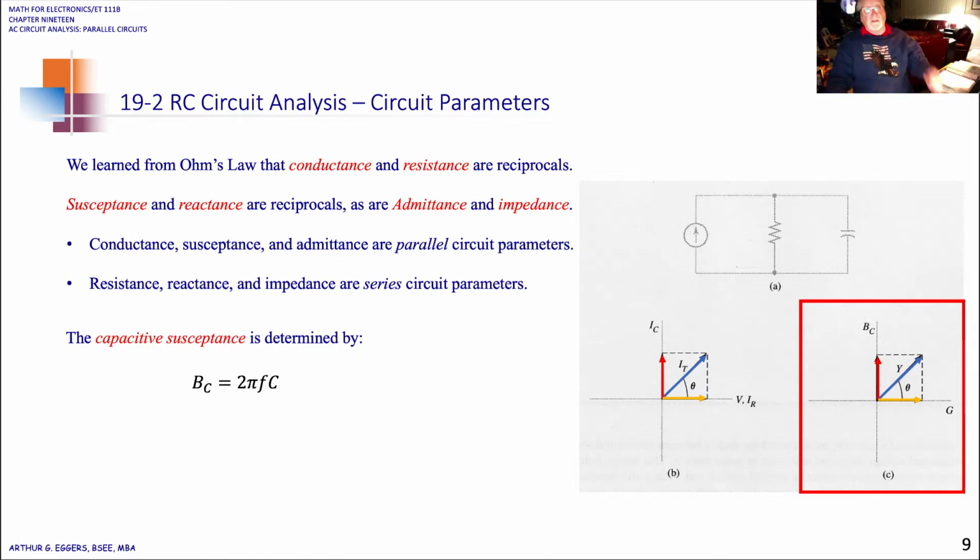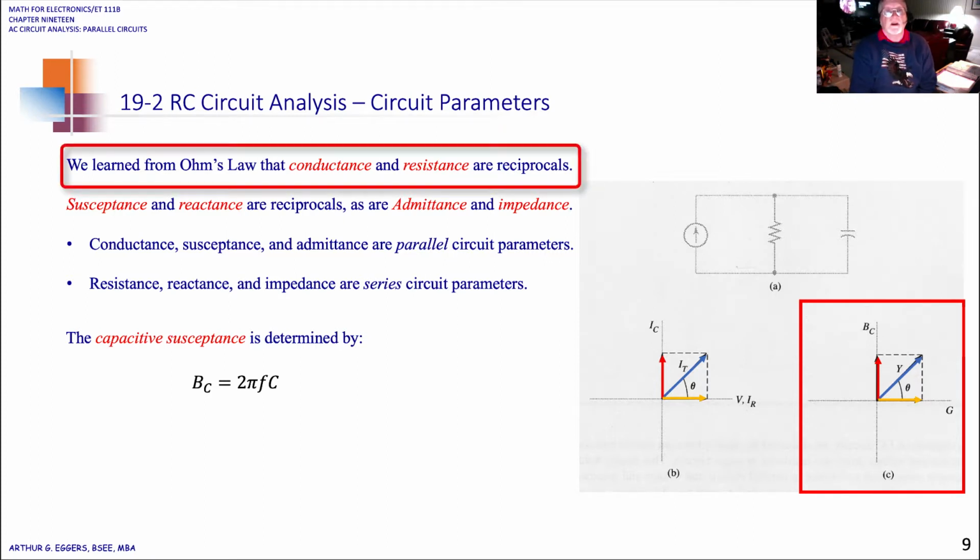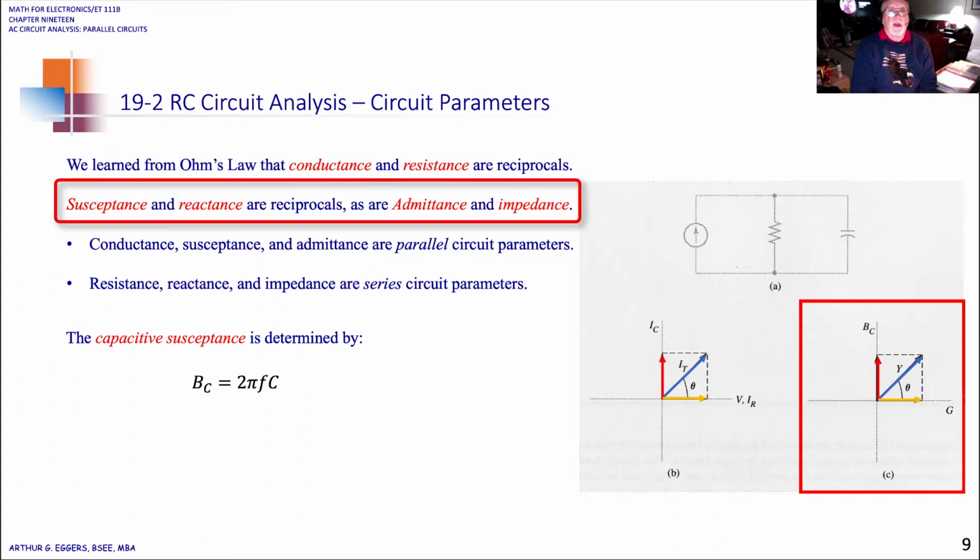So now we look at circuit parameters, and we start to be reintroduced to some things that we've seen before, only in a little different form. So we learned from Ohm's law that conductance and resistance are reciprocals, and susceptance and reactance are reciprocals. So we've used the resistance and the reactance. Susceptance is something that we haven't used a lot. We also have admittance and impedance.